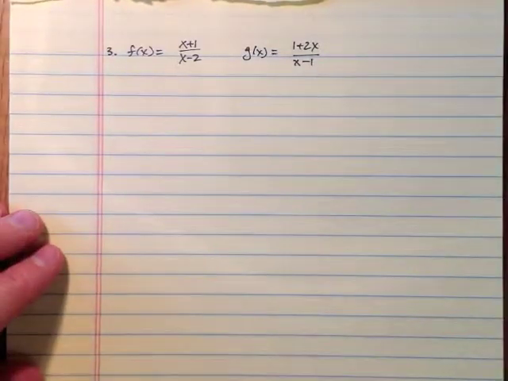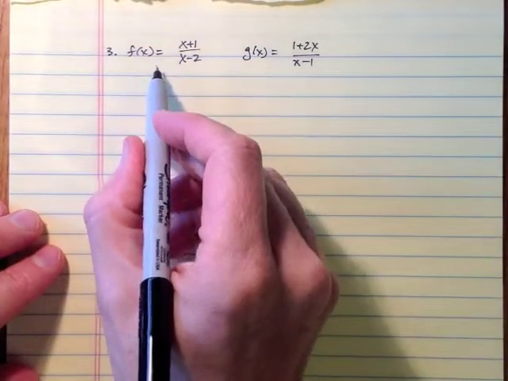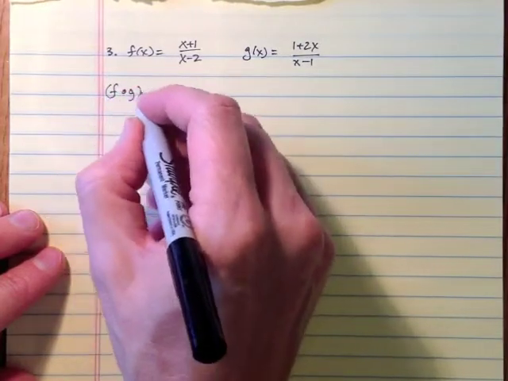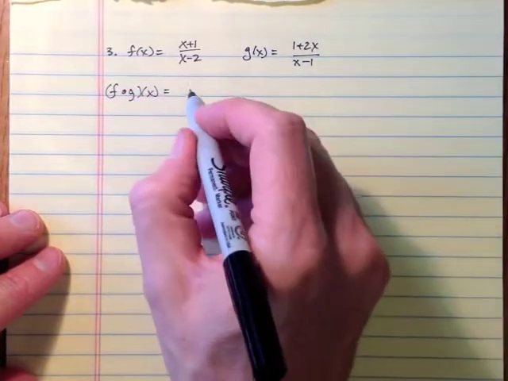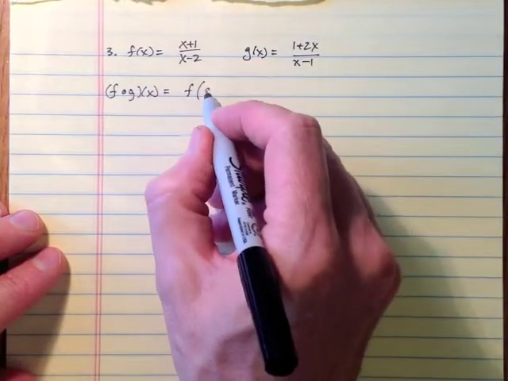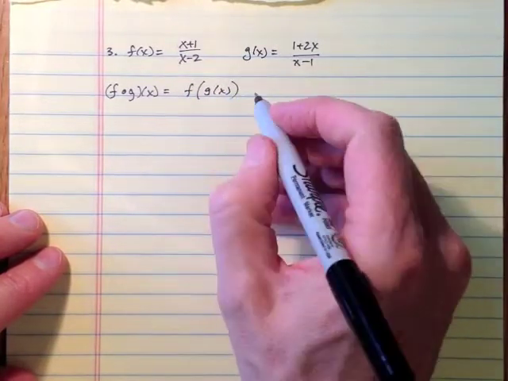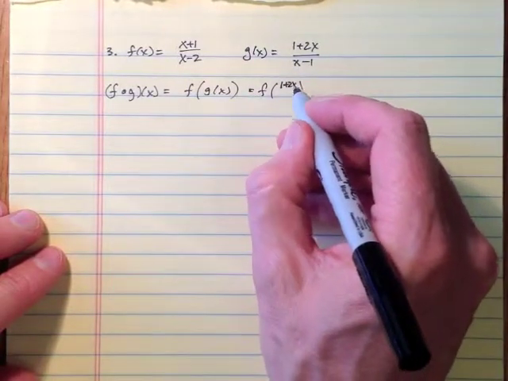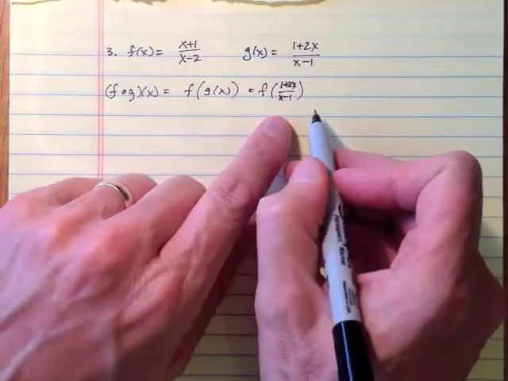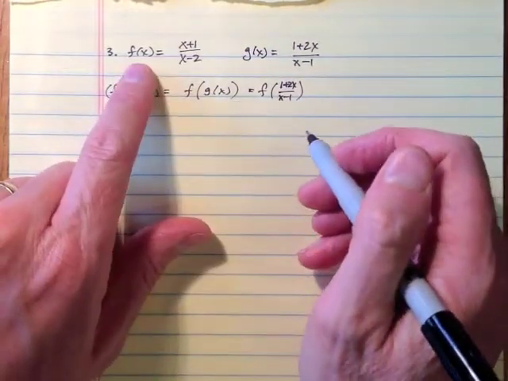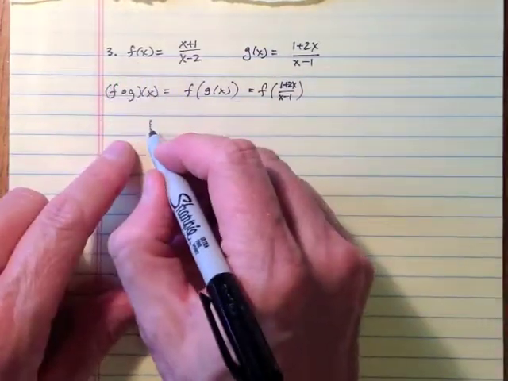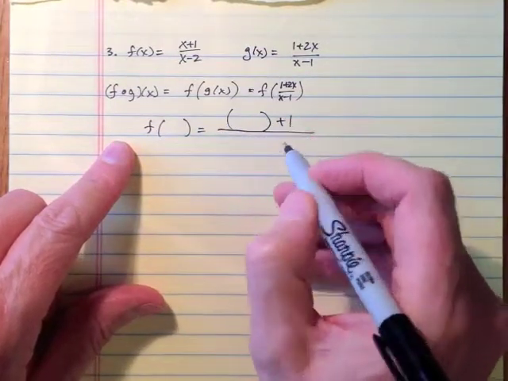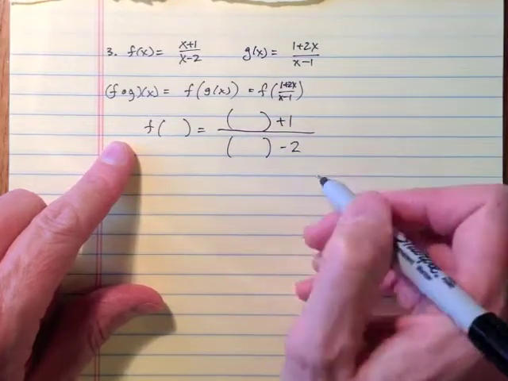Let's try one more. For this f and that g, let's find f of g of x. So let's see, f of g of x is f of g, this thing, 1 plus 2x over x minus 1. I wish I'd left myself more room. I'm going to write f with parentheses. f of whatever you give me is that thing plus 1 divided by that thing minus 2.